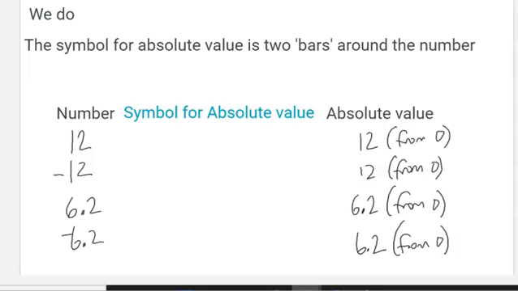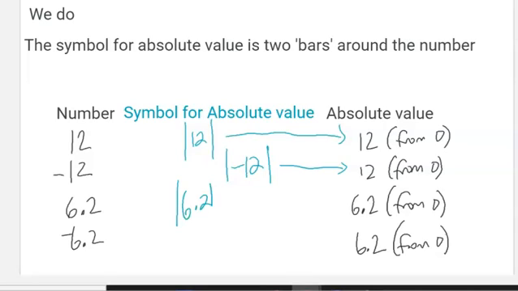All right. So the symbol for absolute value is 2 bars around the number. I do want you to be familiar with that. So if I want to talk about the distance of 12, I put 2 bars around it like that. If I want to talk about the distance to negative 12, I put 2 bars around it like that. If I want to talk about the absolute value of 6 2/10 rather than the number itself, I put the bars around it. If I want to talk about the absolute value of negative 6 2/10, I put the bars around it. That tells you that we're talking about distance, not direction.